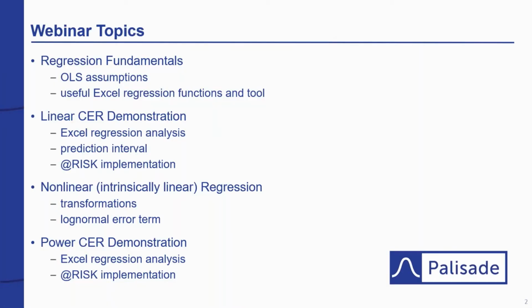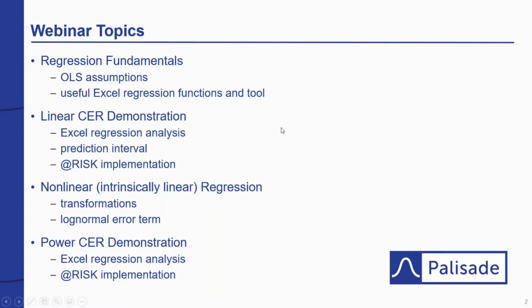Here's what I plan on covering in our 45 minutes to an hour together. Going over the regression fundamentals, the assumptions involved in ordinary least squares. Hopefully got some Power Excel users in the room, but even the people who've used it for a while may not be aware of all the functions and the tool that's available in Excel. So I wanted to cover that first. Then I wanted to do a demonstration using Excel's regression analysis capability of a linear CER. And then, since Palisade is hosting this, is paying for this, I wanted to show how to use their simulation add-in to Excel to implement an at-risk version of the linear CER.